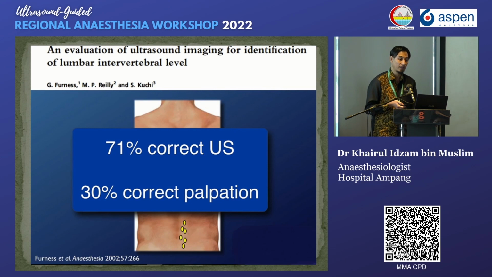So let's see the evidences. In 2002, Furness published an article in Anaesthesia journal, an evaluation of ultrasound imaging for identification of lumbar intervertebral level. He found out that 70% of the samples identified the level correctly using ultrasound, whereas only 30% were correct by using palpation.